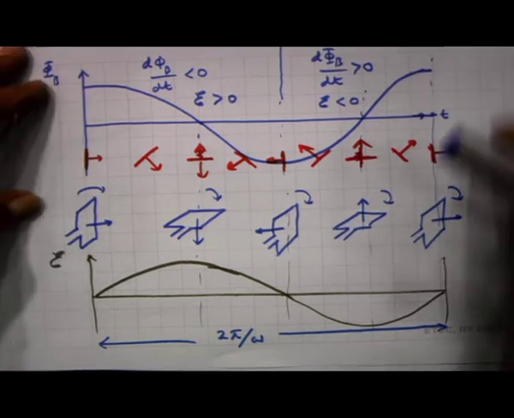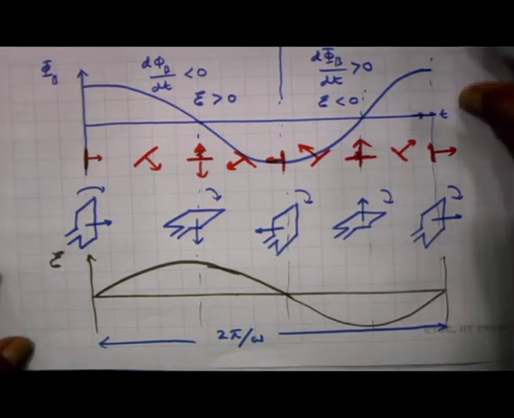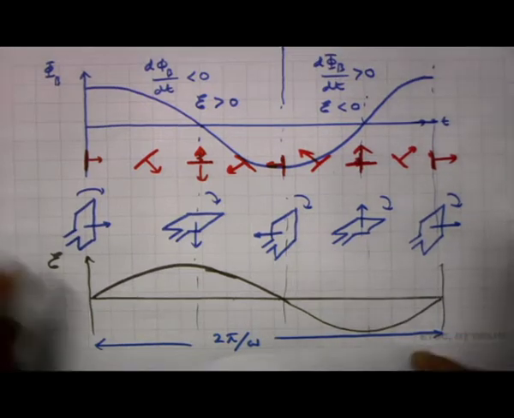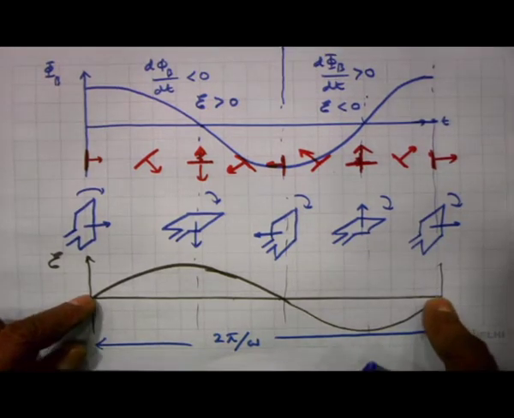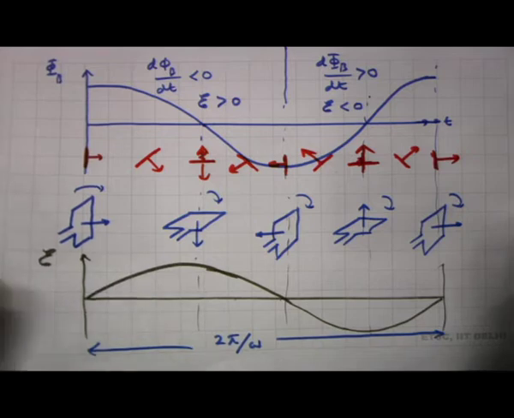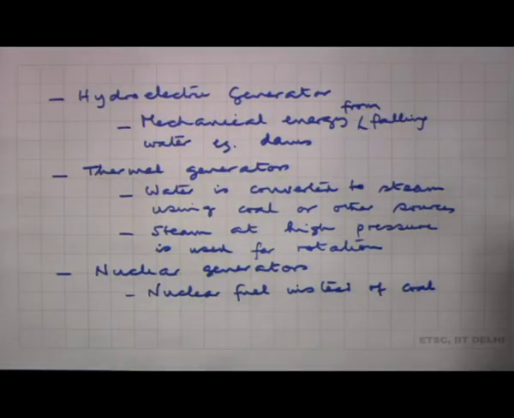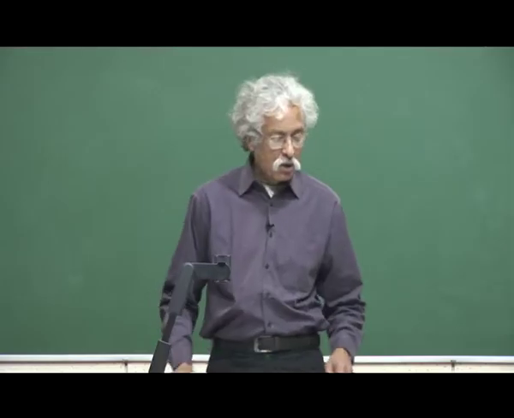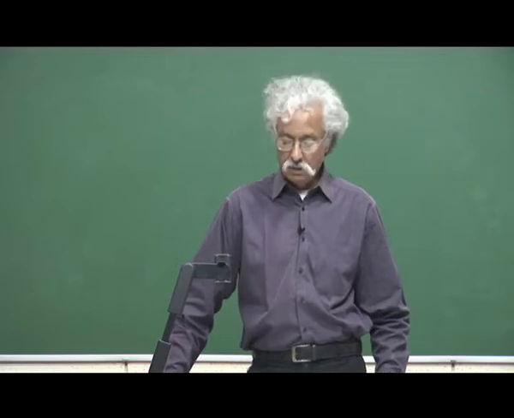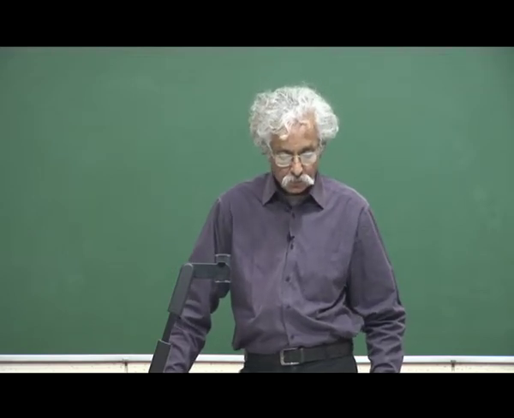or the frequency at which the current is changing with time, depends on the frequency of rotation of this coil, and typically in India this frequency is about 50 hertz, and in some other countries it is 60 hertz and so on. So, depending on the frequency of rotation of the coil, you will generate currents of different frequencies.